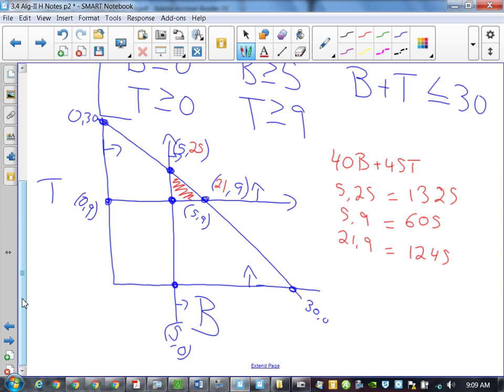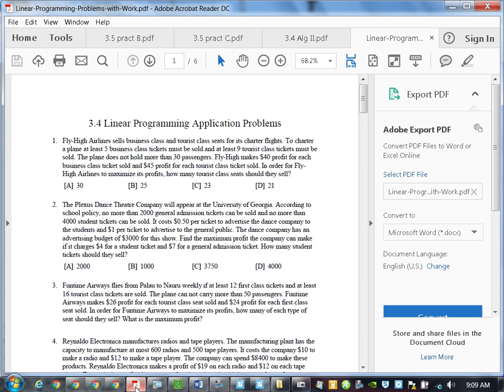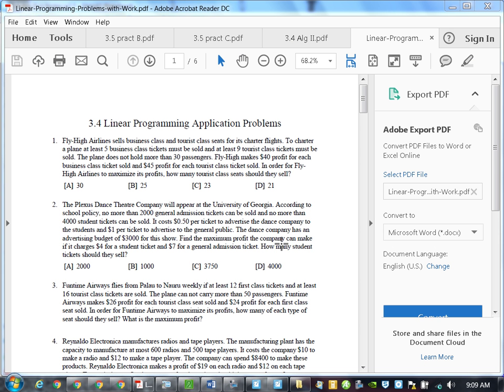If I look at the next one, what's the next one? The dance theater. This one. The dance theater company will appear at the University of Georgia.